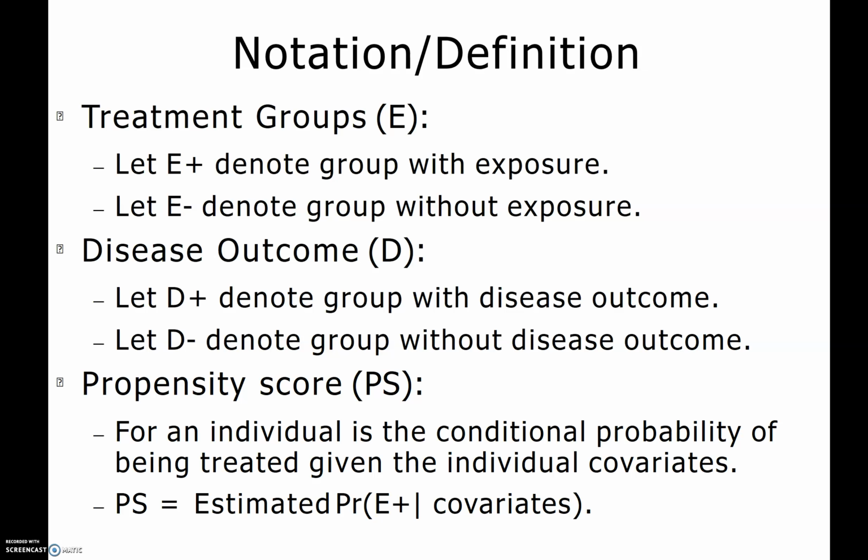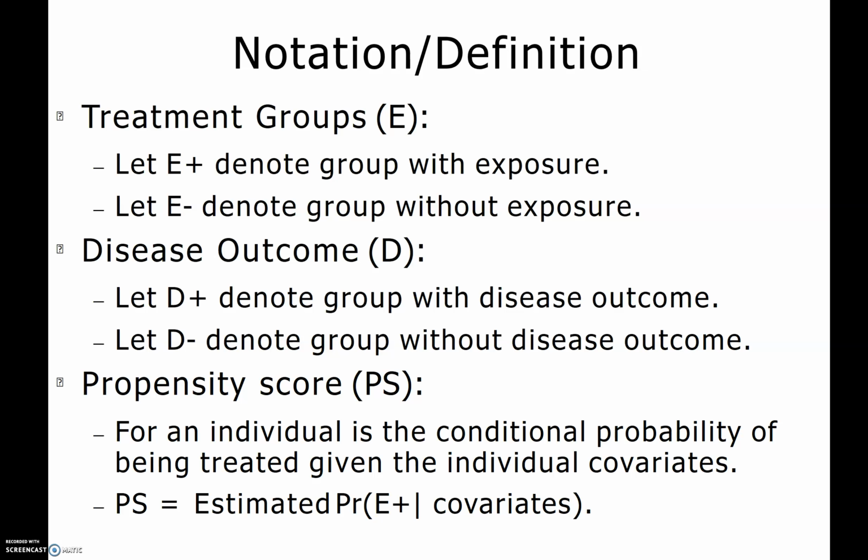We have treatment groups. Usually you really think of it as a treatment and control, okay? So E plus would be those who get the treatment. E minus would be those without it. Now you can generalize this to more levels of your treatment. Sometimes you may have 3 or 4 levels to your treatment, and it's possible to do that. This is just a very general introduction. Then you have your disease outcome. D plus is the group with the disease outcome. D minus is those without the disease outcome.